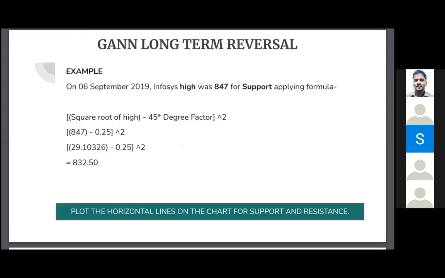I have given an example here as well. Say, for example, the high was 847. By applying the formula here, support for 45 degrees. There are important degrees, like I said: 45, 90, 180, 270, 360. So this is basically the first support which will be given. By applying the formula, the first support given here is 832.5. So we can plot the horizontal lines on the chart for support by applying this formula.